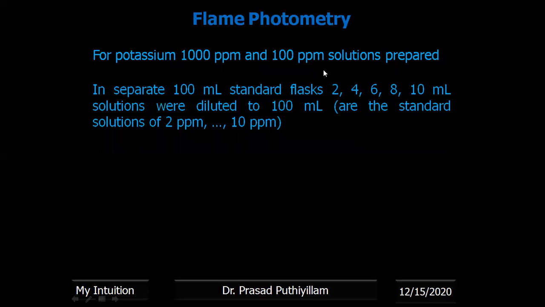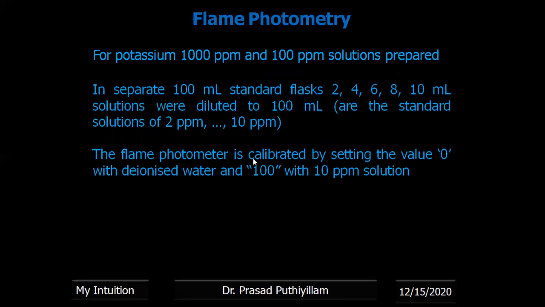In separate 100 ml standard flasks we need to prepare the standards. We already have the 100 ppm solution; if you take 1 ml and dilute to 100 ml, it will become 1 ppm. If you take 2 ml and dilute, it becomes 2 ppm. Like that, 2, 4, 6, 8 and 10 ml solutions were diluted to 100 ml, and we call them the standard solutions with 2 ppm, 4 ppm, 6 ppm, 8 ppm and 10 ppm.